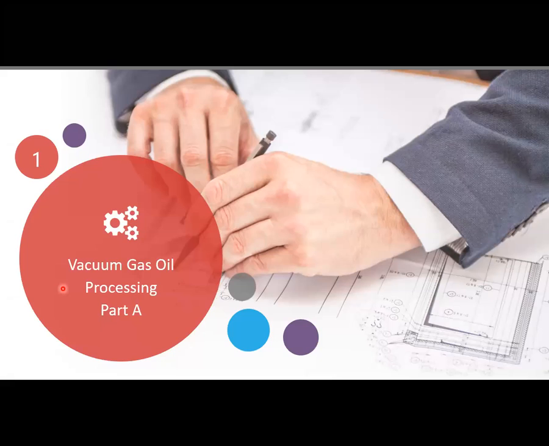Today we're going to talk about the VGO block, and we're going to start today only focusing on the VGO hydrotreater. Then we're going to follow after the VGO hydrotreater. We move to the FCC unit and then the PNU.